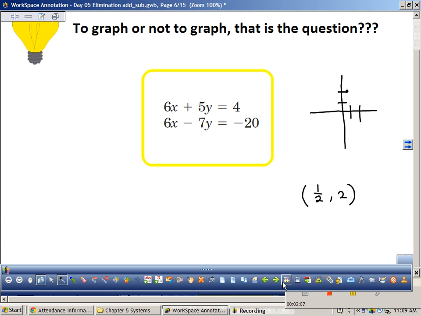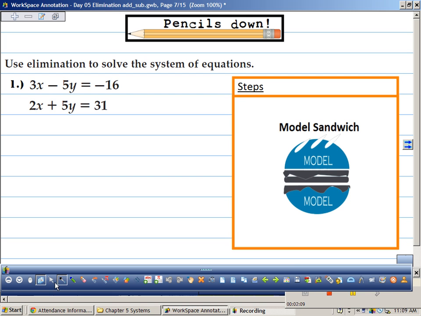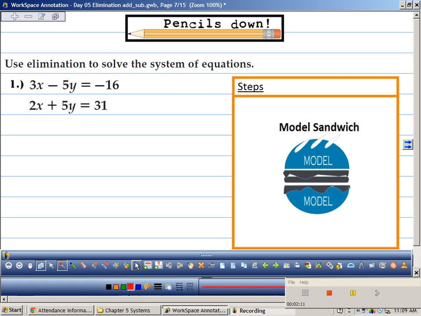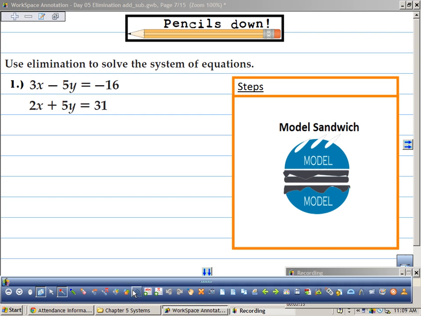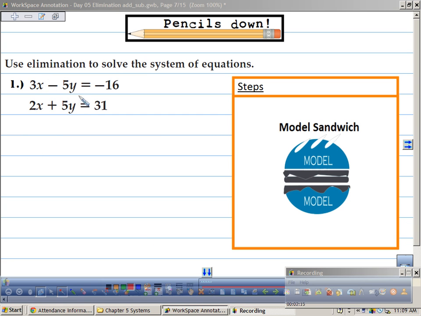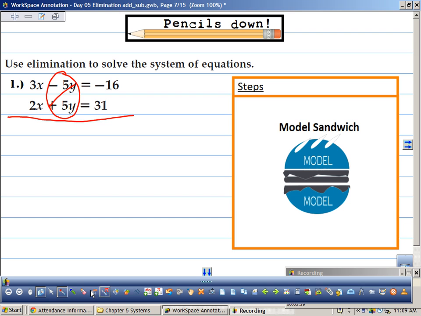Okay? All right, so that being said, pencils down. I'm going to use elimination. So my first step is to say to myself, I'm looking for inverses. I see that -5y and +5y are inverses of each other. So I'm going to eliminate them. Now I'm going to combine my two equations. Not a very straight line. I have 3 x's and 2 x's, so when I combine them I get 5 x's.